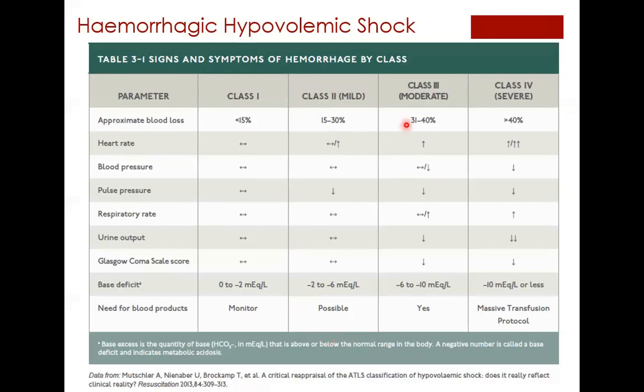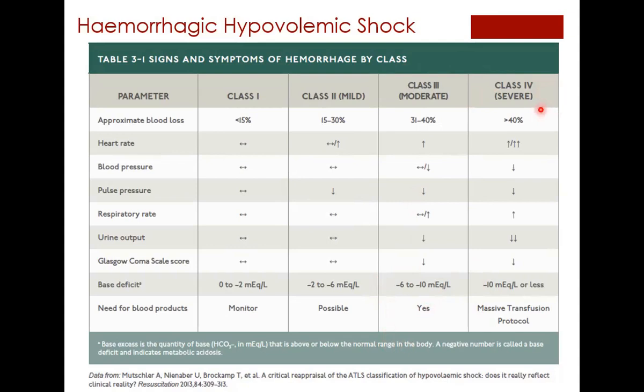Third class is when the patient has blood loss of about 31 to 40%, where the heart rate will be raised, BP will start dropping, and also with the narrow pulse pressure, patients may have tachypnea, and urine output and GCS will start reducing, where patients will be confused and agitated. The blood gas might show a base deficit of -6 to -10. This is the time where you need to give blood transfusions and also go for operations immediately if indicated.